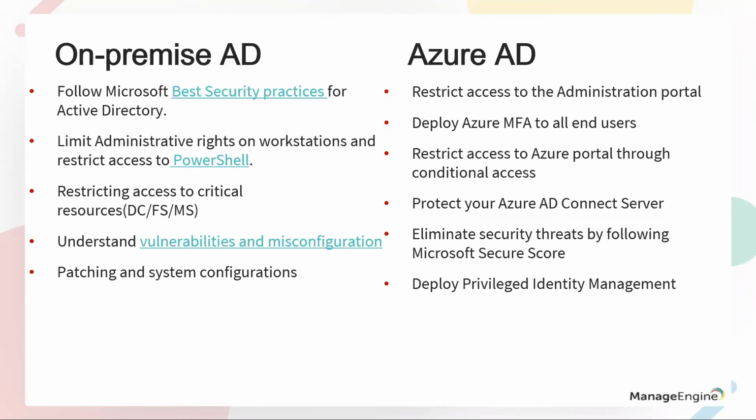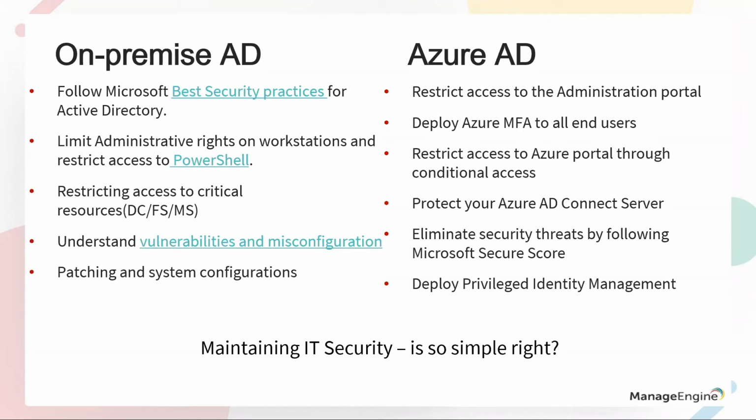All of this is not the answer for protecting your on-premise AD, but these are all good checkpoints to kickstart your cybersecurity strategy. And moving into Azure, everything that was not mentioned on security defaults falls in line with Azure AD recommendations, but all of this is a part of P1, P2 licensing, not on the free version, except the first point where you can restrict access to the administration portal. You can deploy Azure MFA, then you've got conditional access, you can protect your Azure Connect server, secure score, and deploy privileged identity management. So these are recommendations for native platforms that you have for on-prem and Azure AD.